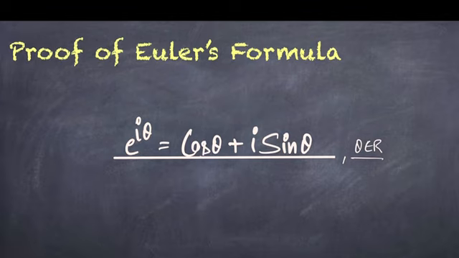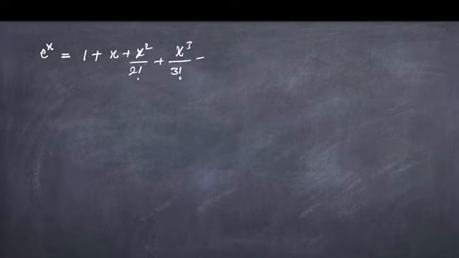Firstly we have to recall the Taylor series expansion of the exponential function and trigonometric functions. For e to the power x, the Taylor series expansion is 1 plus x plus x square upon 2 factorial plus x cube upon 3 factorial plus x to the power 4 upon 4 factorial plus x to the power 5 upon 5 factorial and so on.